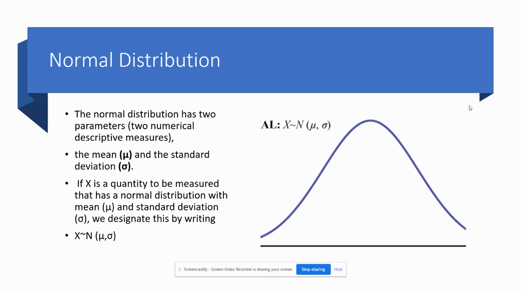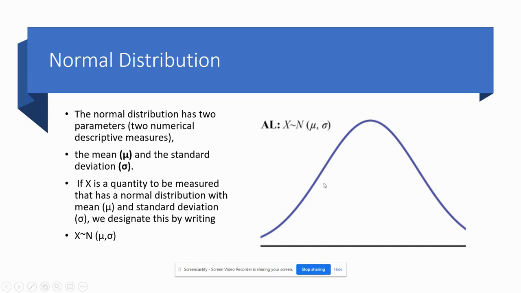The normal distribution has two parameters we have to think about, which are really just two numeric description measures: the mean, which we write with this little mu sign, and the population standard deviation, which we write with this little sigma sign. If X is a quantity to be measured that has a normal distribution with a mean and a standard deviation, we designate this by writing the distribution approximates the normal, comma, with the mean and the standard deviation.